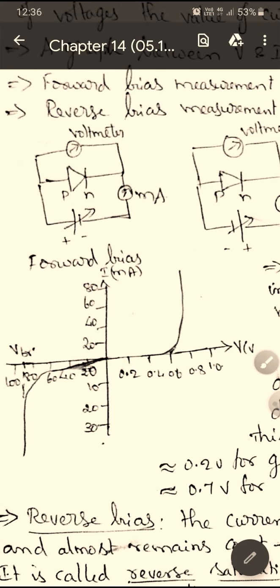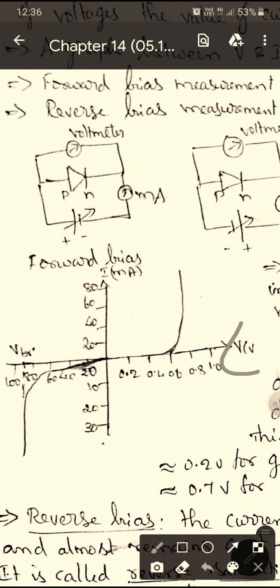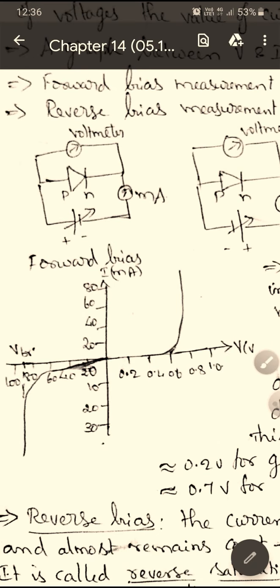If we draw a graph between voltage and current, voltage is taken on the x-axis and current is taken on the y-axis. In forward bias, the current is measured in milliamperes.